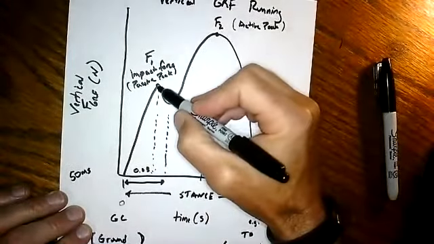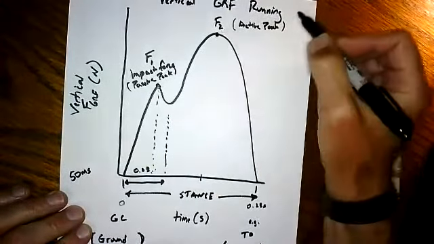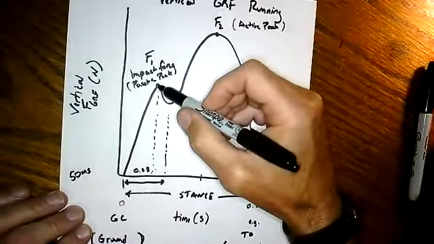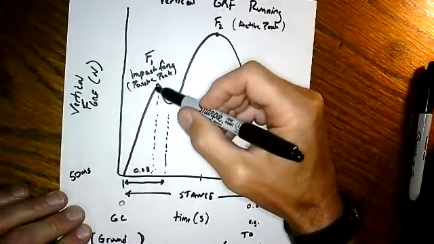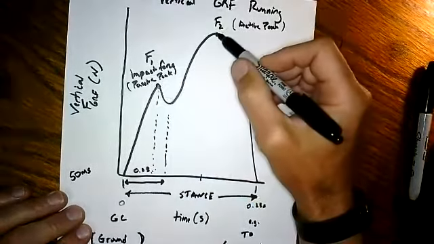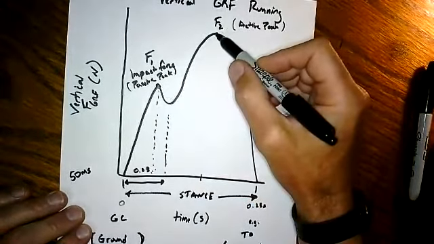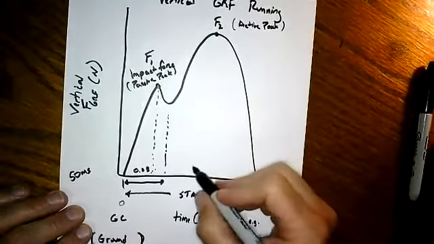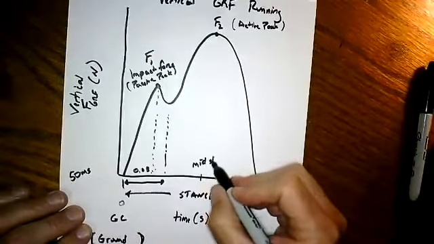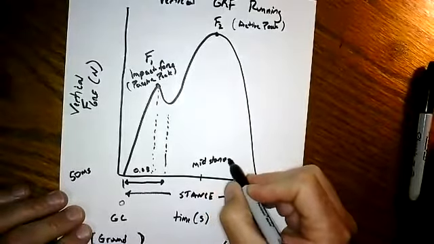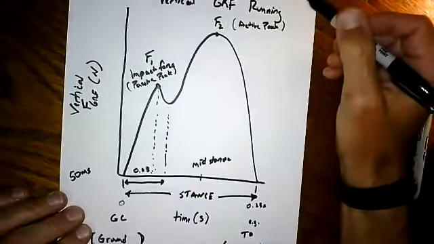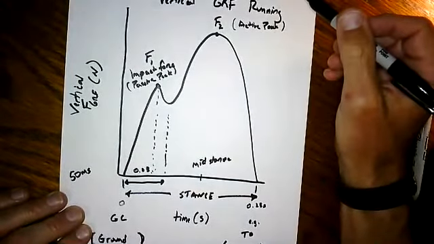All right, so F1, that first peak, F2, that second peak. If we see a ground reaction force profile that does not have this impact peak here, we would still call this F2. This is the greatest force at mid-stance, and we always call it the second one, even though sometimes we don't see that impact peak.